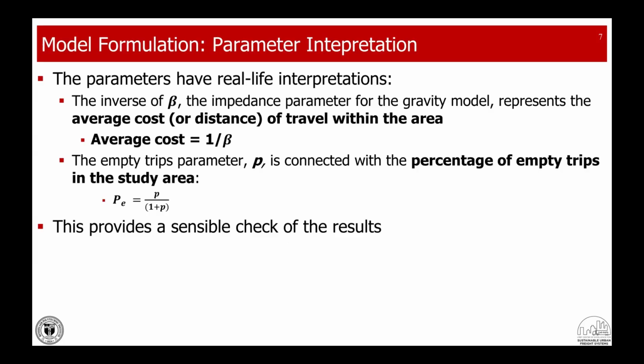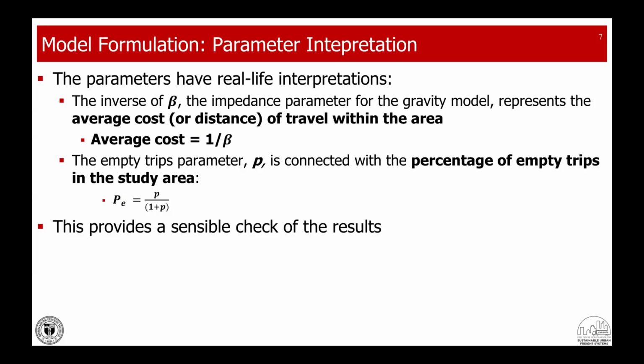Also, an additional benefit of this type of formulation is that we have parameters with real-life interpretations. So generally speaking, the inverse of beta for each gravity model represents the average cost or distance within the area. So when you will see me talk about the average travel time or average cost, it's usually the inverse of the parameter that was estimated. And with the empty trips parameter that is bounded within 0 and 1, this is also strongly related with the percentage of empty trips within our study area. So we will also discuss the percentage, which should be anywhere within 37 to 45%. And this is great, mostly because it provides a sensible check of results.